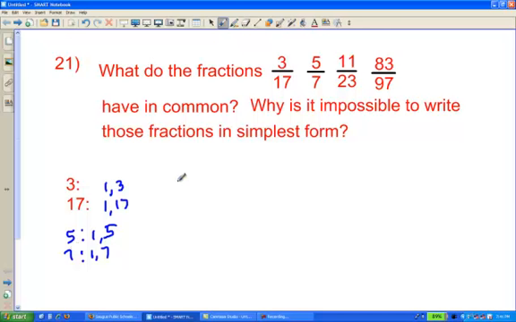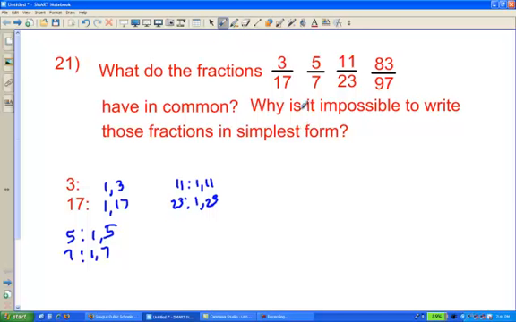Let's look at 11 and 23. 11, only numbers to multiply to get 11 are 1 and 11. And 23, same thing. 23 is an odd number, so 2 won't go into it. 3 can't go into it because the sum of the digits is 2 plus 3, which is 5. So that's in simplest form. So why is it impossible to write those fractions in simplest form? Well, because they're already in simplest form.